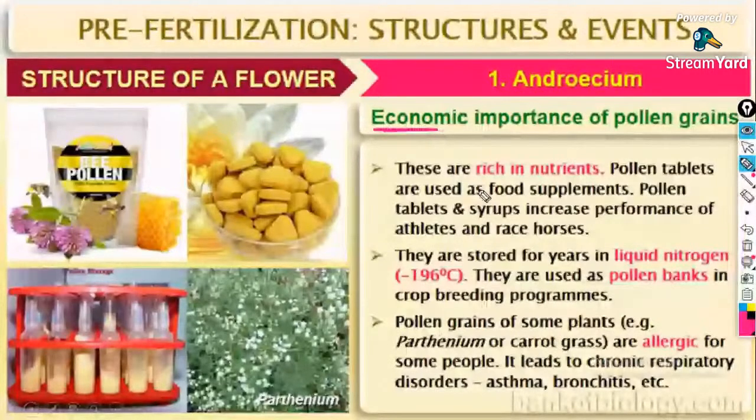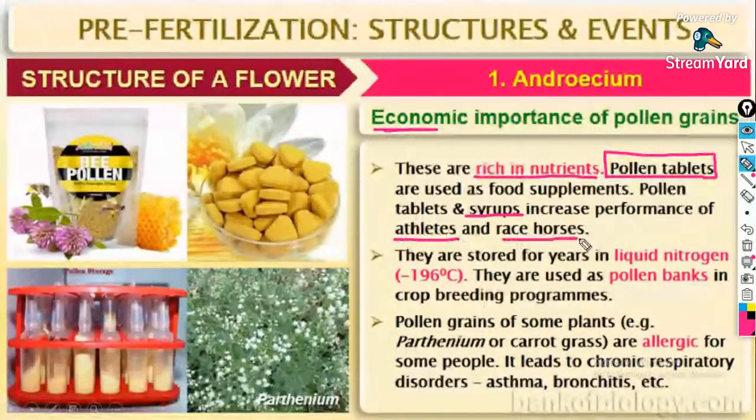Economic importance of pollen grains. They are the richest source of nutrients. Pollen tablets are used as food supplements. Pollen tablets and syrup increase the performance of athletes and racehorses. Guys, this is the pollen tablet. This is the pollen syrup. This is also pollen syrup, etc.